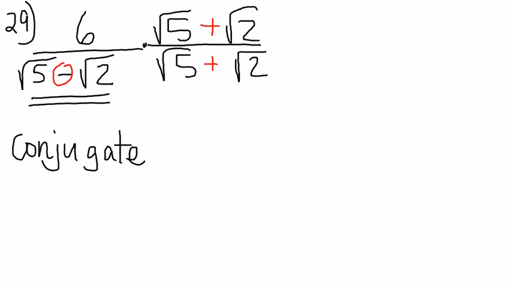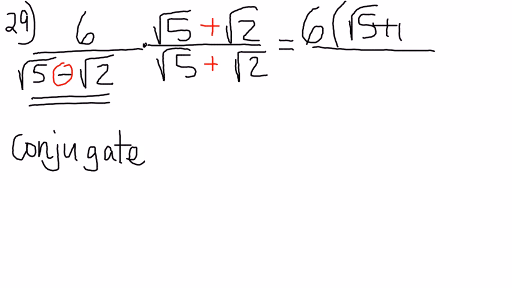Okay, now once I've done that, I need to figure out, okay, let's see what happens to the top. For now, I suggest that you just leave it as 6 and then in parentheses, keep that root 5 plus root 2, because usually what happens is that 6 can be simplified or reduced with whatever is in the denominator. Now let's talk about the denominator.